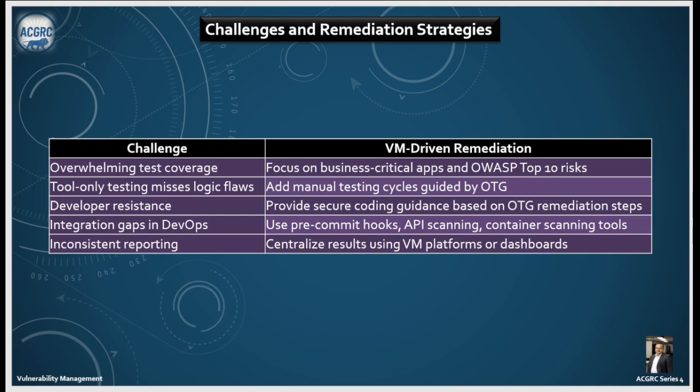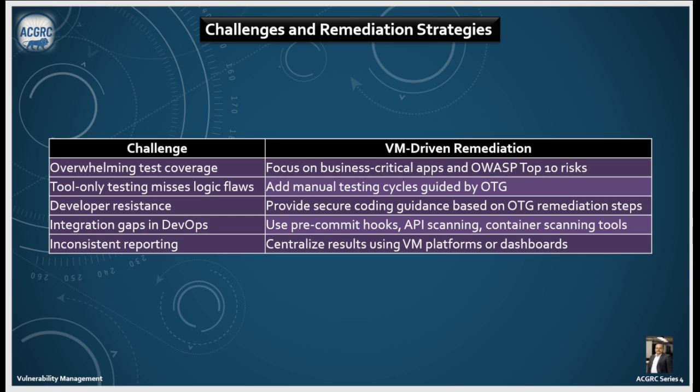Second is that manual testing takes time. Well, the testing guide is detailed and full testing can be slow and effort intensive. The remediation is to focus on critical tests first. Automate wherever possible using tools. We have ZAP, Burp Suite, or custom scripts. Combine automated and manual testing for a balanced approach.